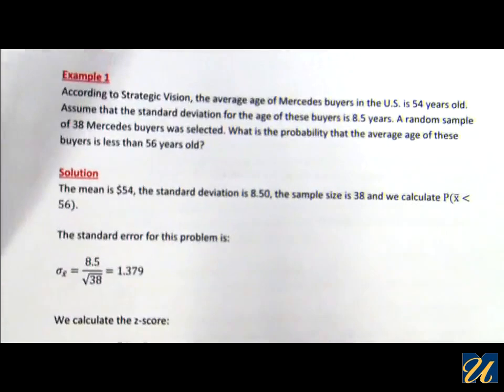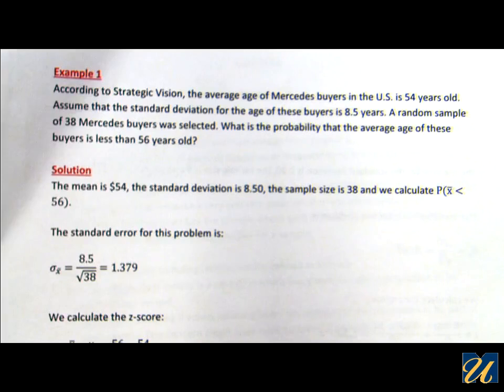Let's look at this example. According to Strategic Vision, the average age of Mercedes buyers in the US is 55 years old. Assume that the standard deviation for the age of the buyers is 8.5. A random sample of 38 Mercedes buyers was selected. What is the probability that the average age of these buyers is less than 56 years old?